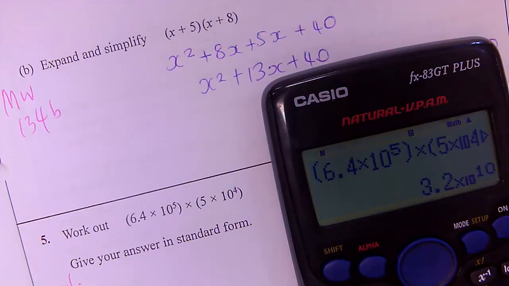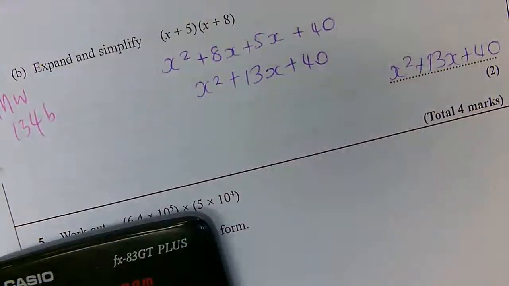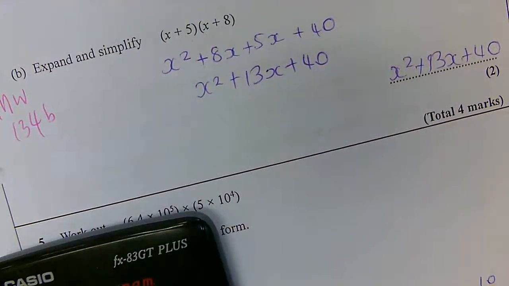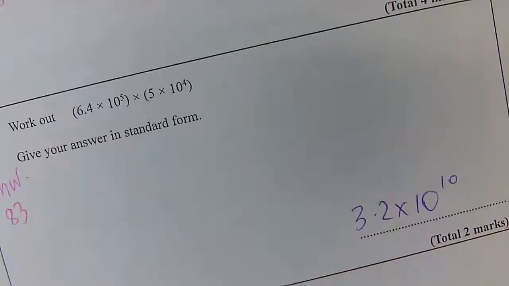Okay, so give your answer in standard form. 3.2 times 10 to the power of 10. 2 marks for just typing into your calculator. That is it. Okay, next.